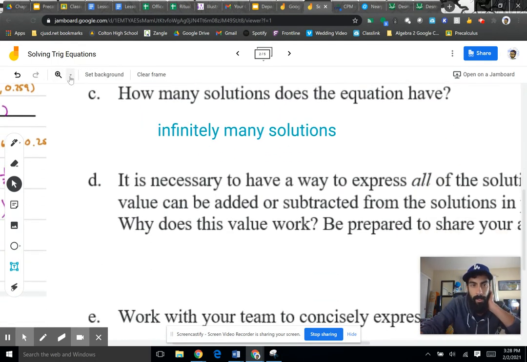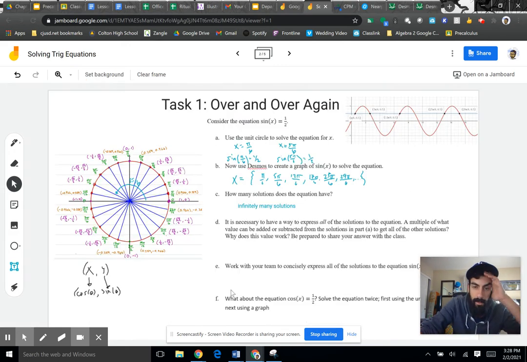All right, but question D. It's asking us, is it necessary to have a way to express all of the solutions to the equation? So we want to know a multiple of what value can be added or subtracted from the solutions in part A to get all of the other solutions. Why does this value work? We want to be prepared to share our answer in front of the class, but let's just talk about it right now. So our solutions here were pi over 6 and 5 pi over 6.